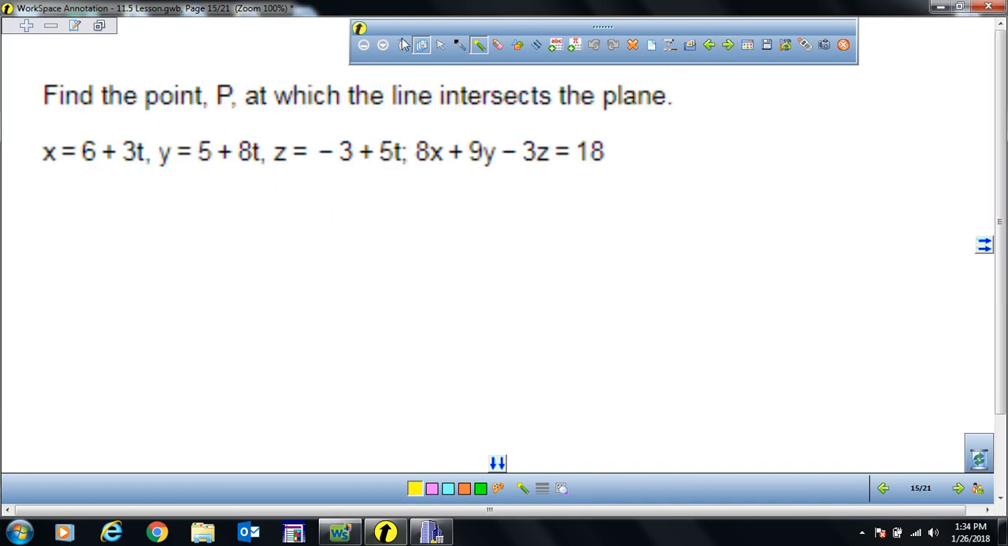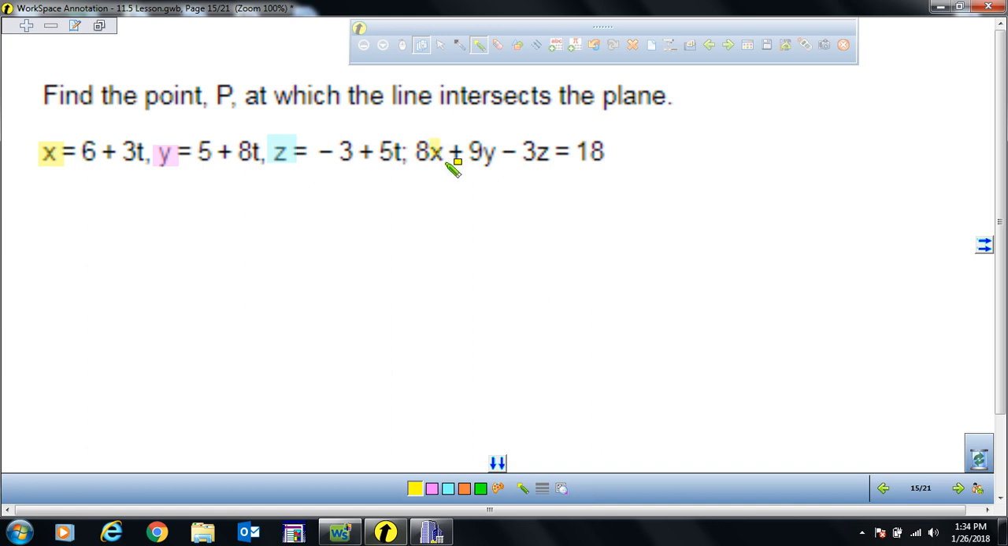Okay, the next thing that we need to do is find the point P at which the line intersects the plane. So we want to find out where this line intersects that plane. When we want to find the intersection, basically this x value for the line, this y value for the line, and that z value for the line must be on that plane, meaning that if I substitute them, they should satisfy the equation of the plane.